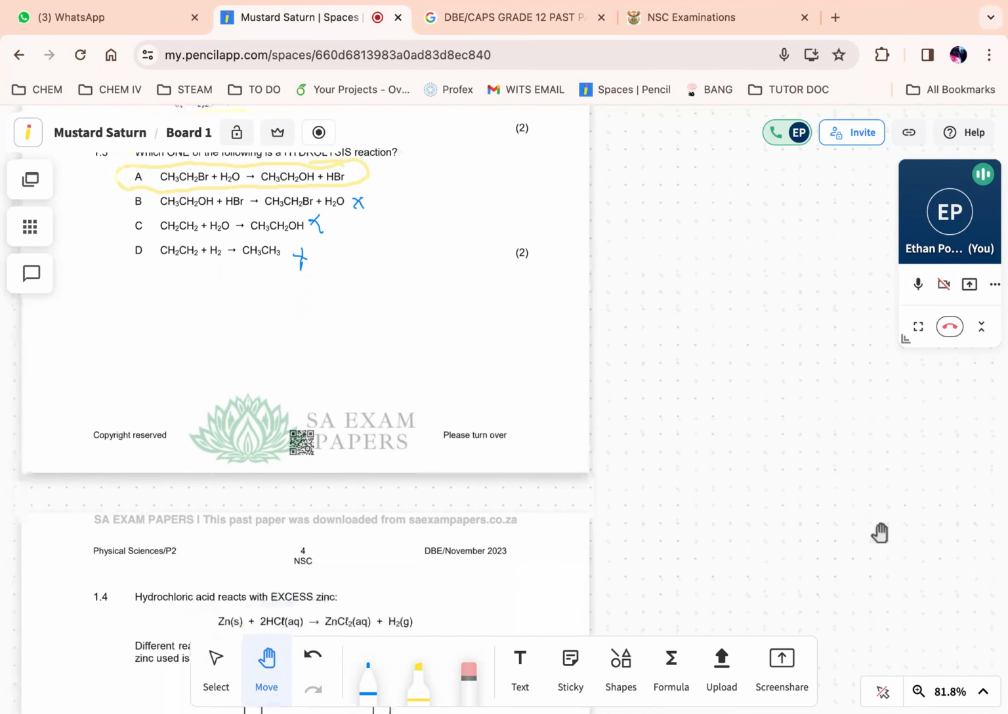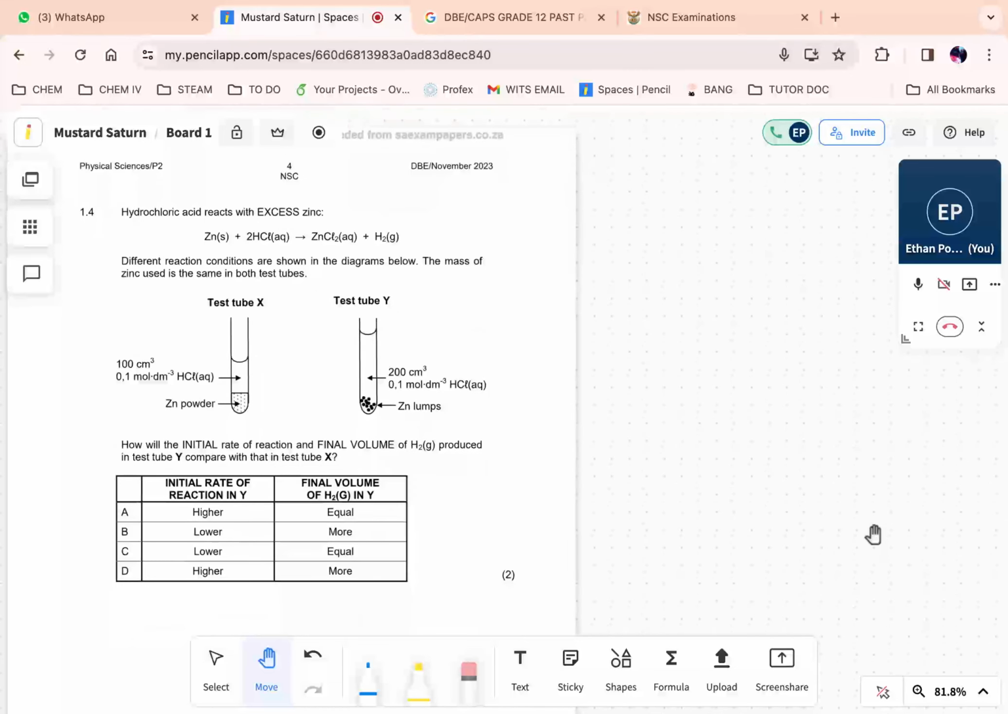Moving on to question 4. The question goes, hydrochloric acid reacts with excess zinc by the given equation, and they show us the different test tubes with the different reaction conditions. And then the question asks us to compare the initial rate of reaction in Y and the final volume, again, of the product hydrogen gas in Y.